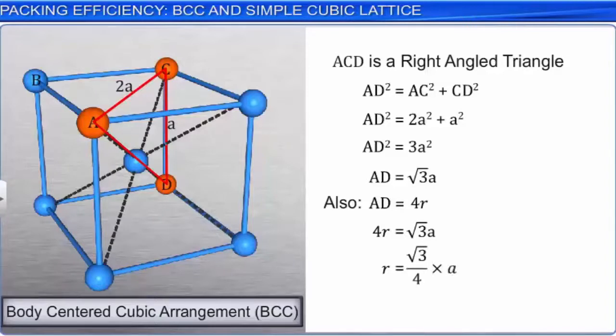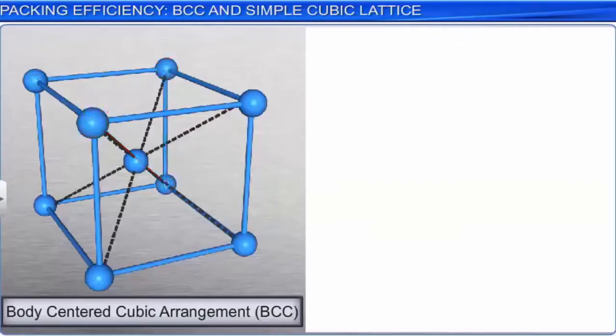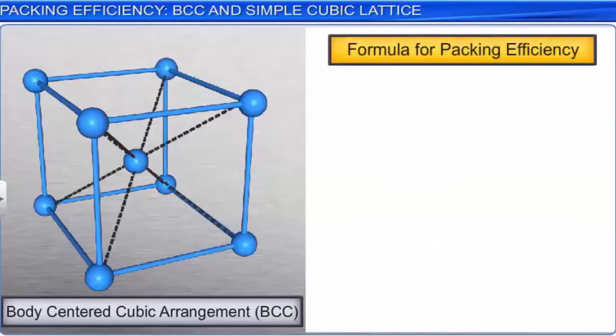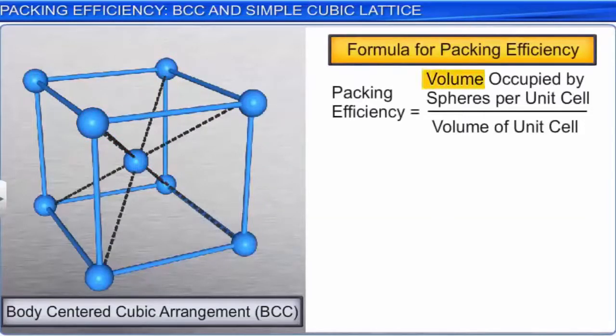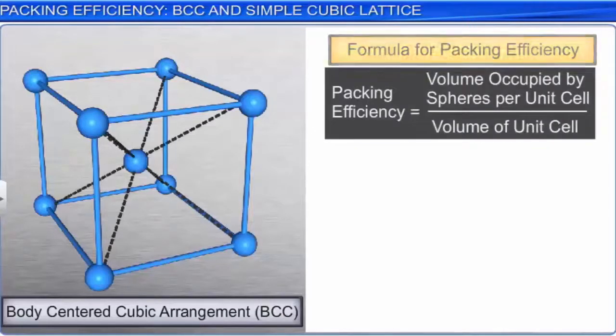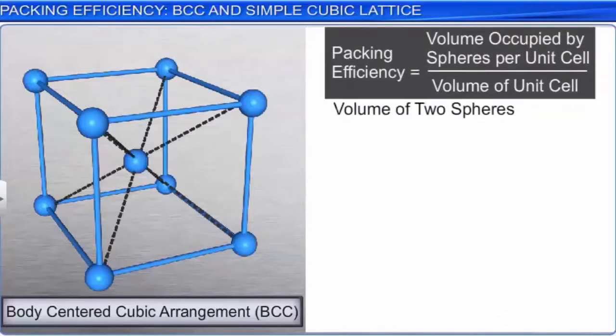Let us now see the formula for packing efficiency. It is the ratio of the volume occupied by spheres per unit cell to the volume of the unit cell. So, the volume of two spheres per unit cell is given by 2 into 4 upon 3 into pi into (root 3 upon 4 into A) whole cube. The volume of a unit cell is given by A cube.